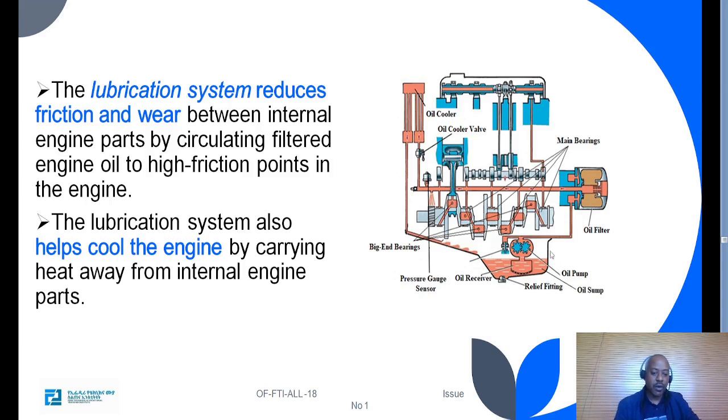So in the lubrication system we have the oil pan, and this oil pan stores the engine oil. This engine oil is pumped, and the pumped oil enters the oil filter. The filtered oil leaves the oil filter and is distributed to different parts of the engine. And finally, the oil returns back to the sump.